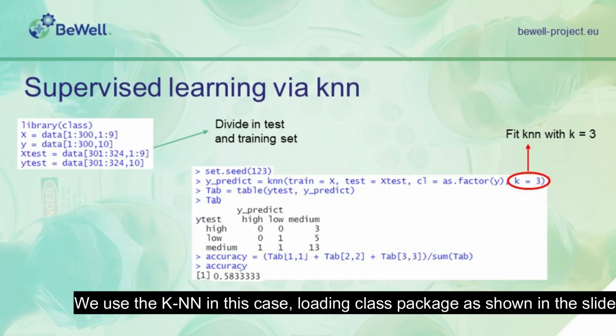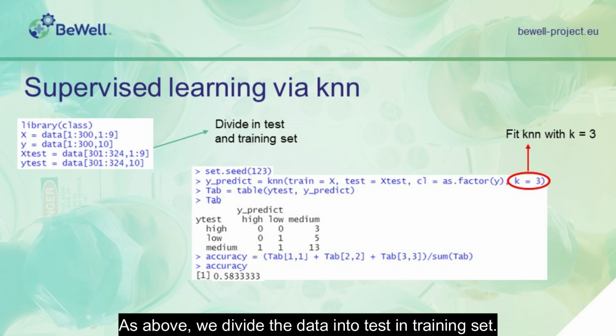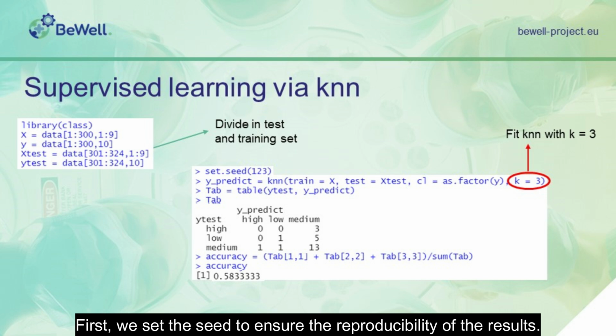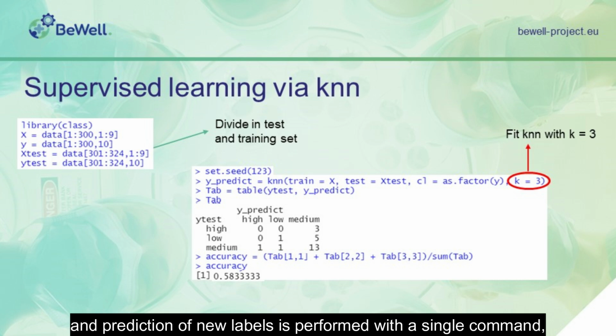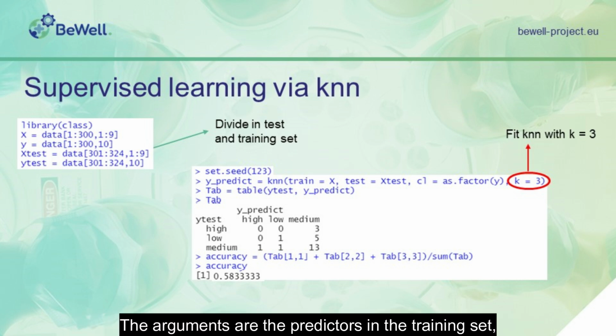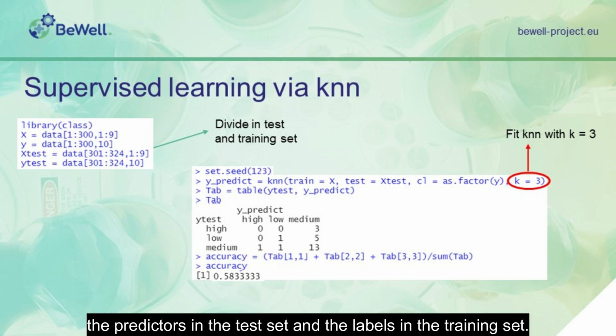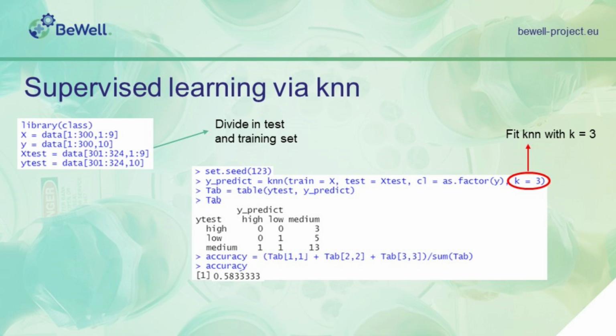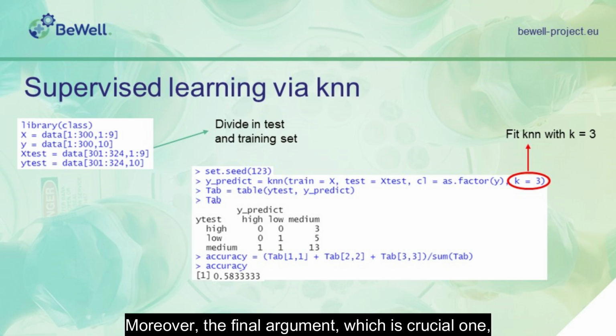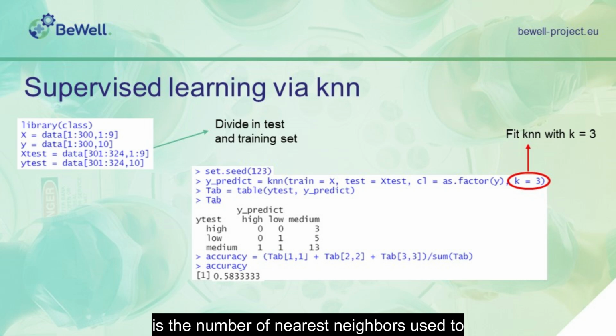We use the KNN in this case, loading the class package as shown in the slide. As above, we divide the data into test and training set. First, we set the seed to ensure the reproducibility of the results. Then, model training and prediction of new labels is performed with a single command, that is knn. The arguments are the predictors in the training set, the predictors in the test set and the labels in the training set. Moreover, the final argument, which is a crucial one, is the number of nearest neighbors used to predict the labels of the new observations.